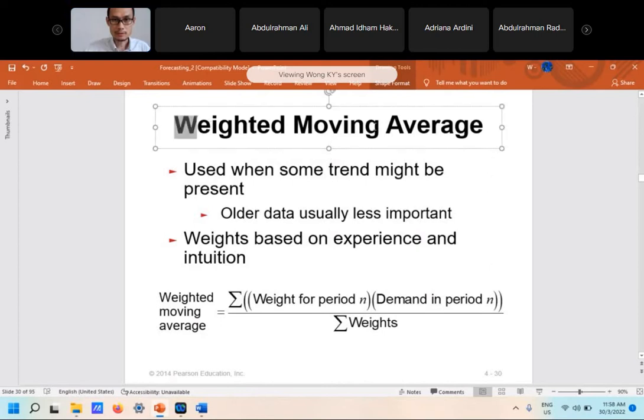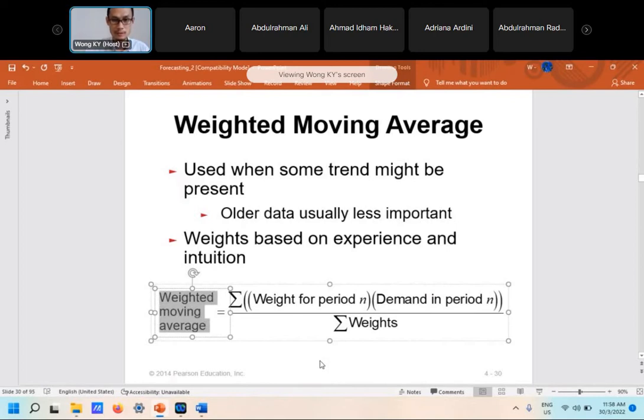So weighted moving average is calculated using this formula. Understand, whenever I say weighted moving average value, it means that is the forecast value. You try to forecast something using the weighted moving average value. So calculating the weighted moving average value will give you the forecast value. It is calculated using this formula. You need the weights of demand in each period times the demand in that period, total up the summation, and then you divide back by the total weight.